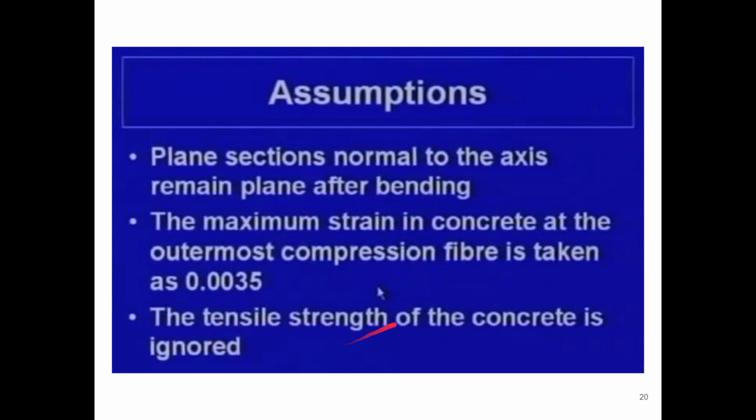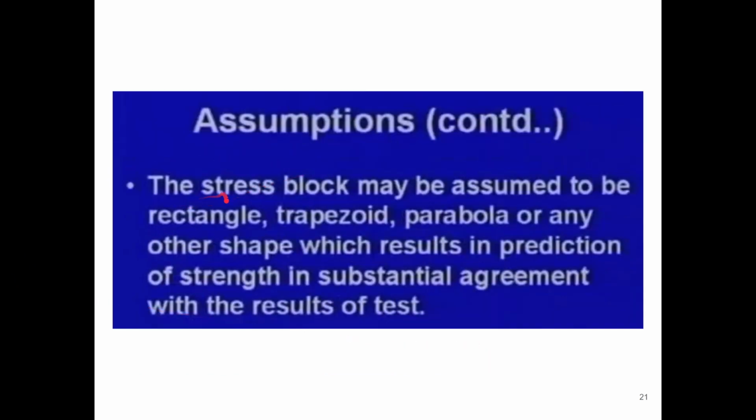And the tensile strength of the concrete is ignored, because we always assume that concrete is good in compression and bad in tension. Okay, apart from that, the stress block may be assumed to be rectangle, trapezoid, parabolic, or any other shape which results in prediction of strength in substantial agreement with the results of tests. So based on the tests which we may perform experimentally, we may take the stress block as per how the behavior is seen. It may be rectangle, trapezoid, parabola, or any other shape if we have performed the experiments.